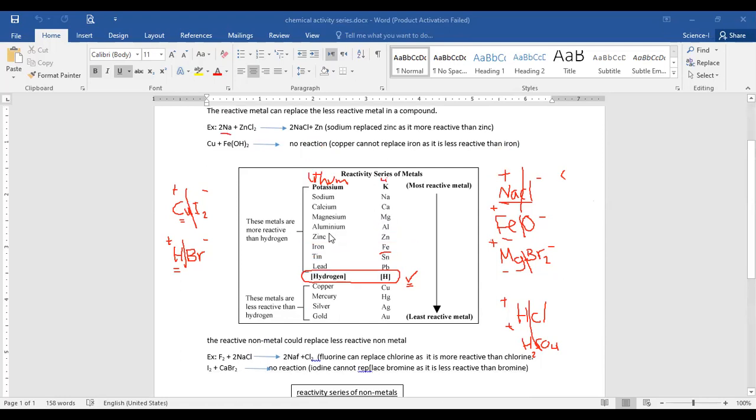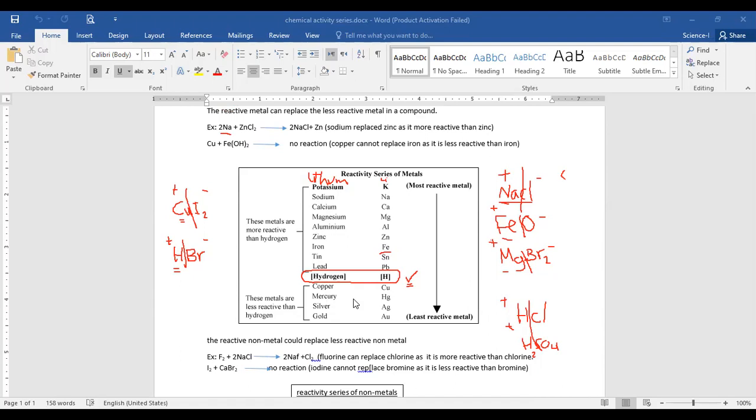Mister, why can't the least reactive replace the most reactive? For example, mercury, we can't replace potassium with it. Mercury cannot replace potassium because mercury is less reactive. What are you asking? Why can the less reactive not replace the most reactive?